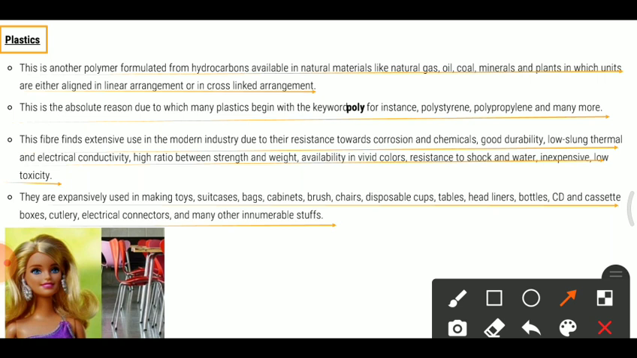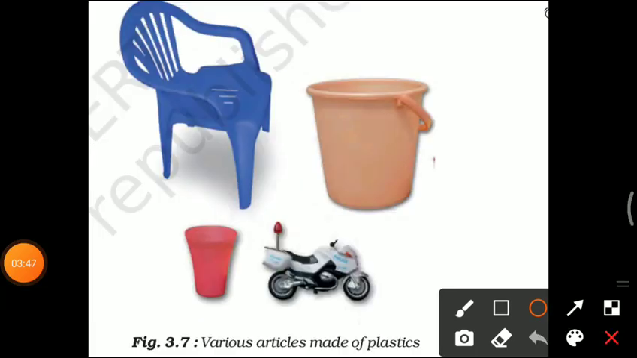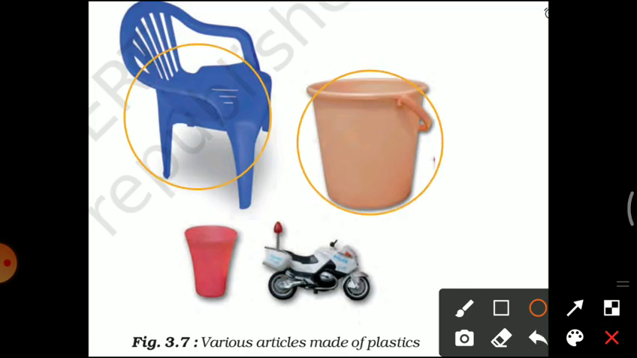Here is a picture which shows articles made up of plastic, like toys and plastic furniture. In this picture, various articles made of plastics are shown. For example, plastic chairs, buckets, plastic cups or mugs, plastic toys, etc.